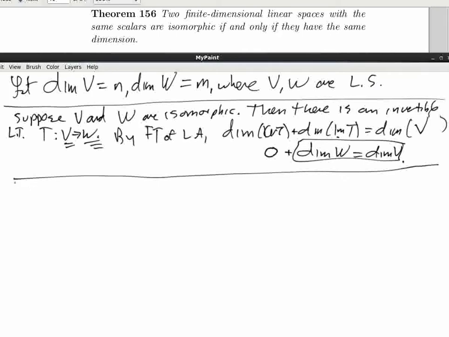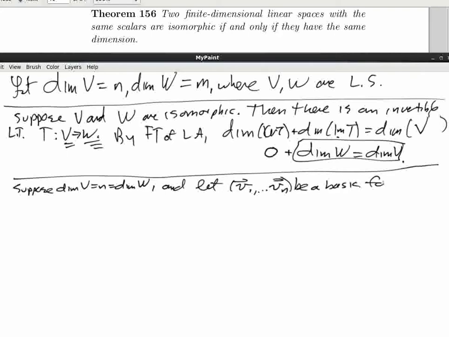Now suppose dimension V equals n equals dimension W, and let V1 up to Vn be a basis for V. I know that there are n things in there because that's the dimension. And let W1 to Wn be a basis for W.